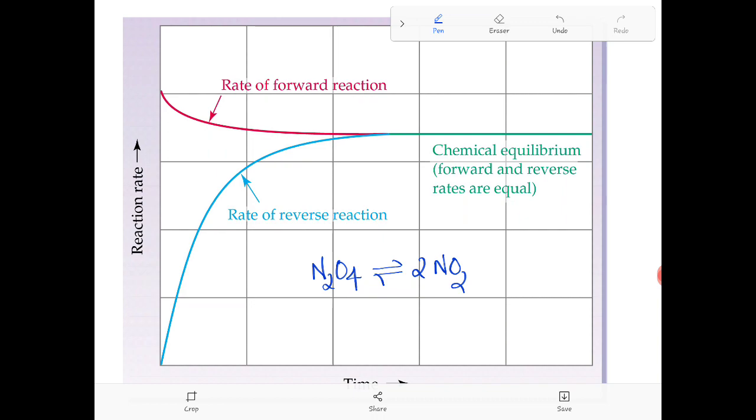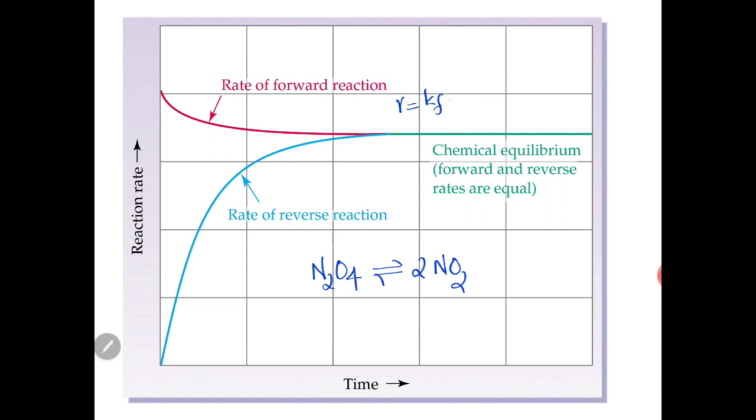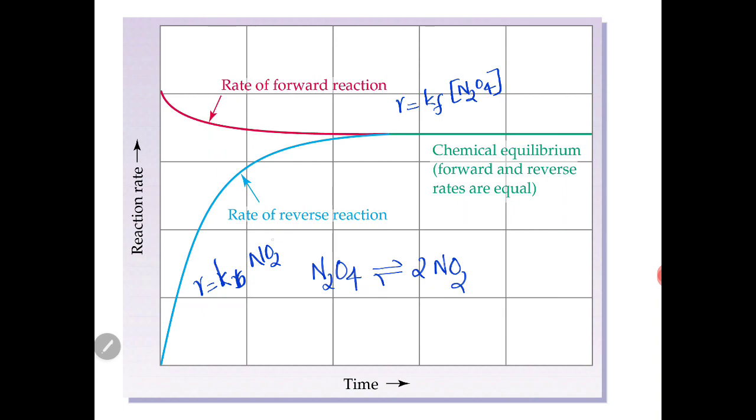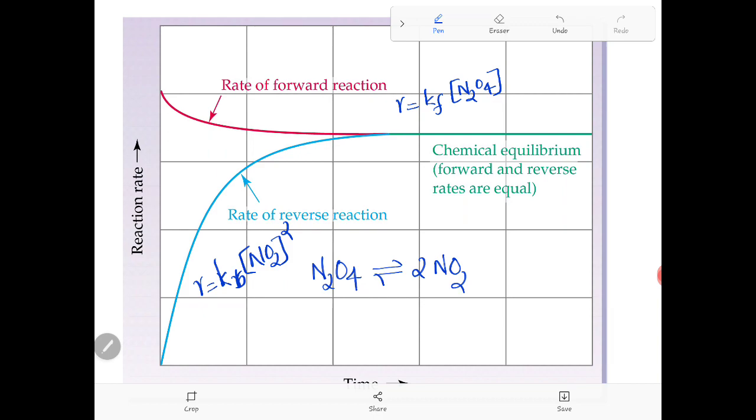We have discussed in terms of molar concentration. Now we will discuss in terms of the rate of the reaction. If you take this reaction, the rate of the forward reaction will be written as R is equal to Kf into the molar concentration of N2O4. And the rate of the reverse reaction will be Kr, or K backward, like that we can write, into NO2 raised to 2, raised to the power of the stoichiometric coefficient.